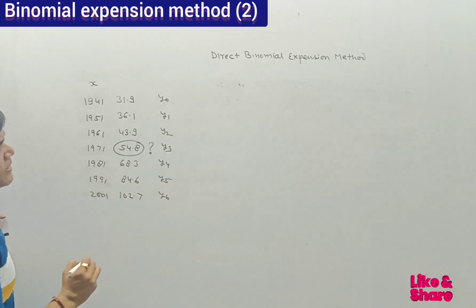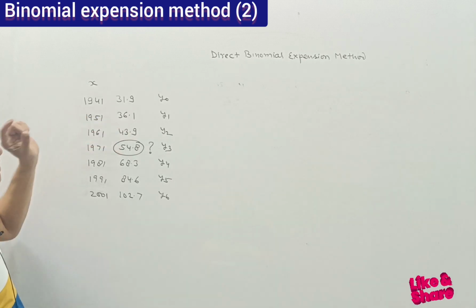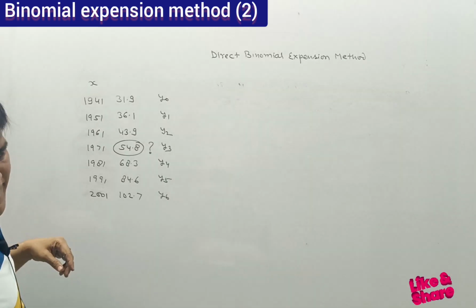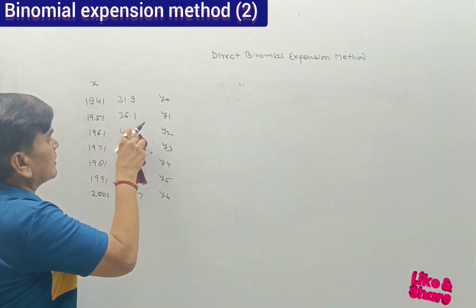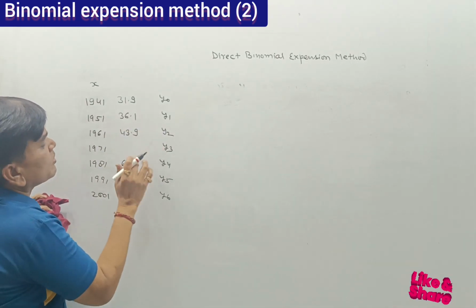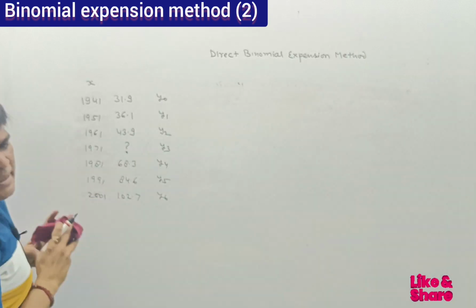So y6 is over. Suppose this data is not known by us. This is missing data, 58. This is missing data. We are to interpolate this data.